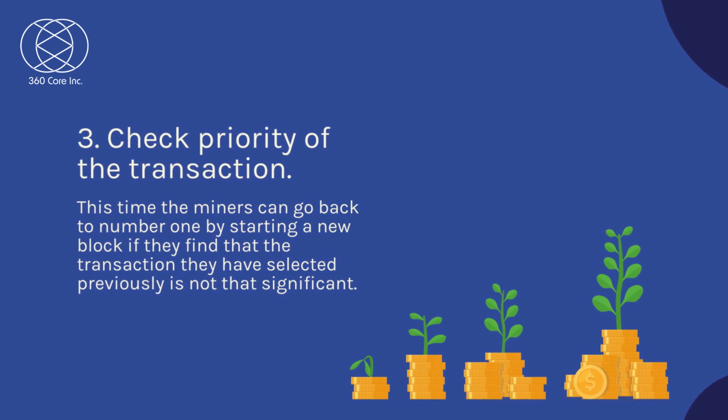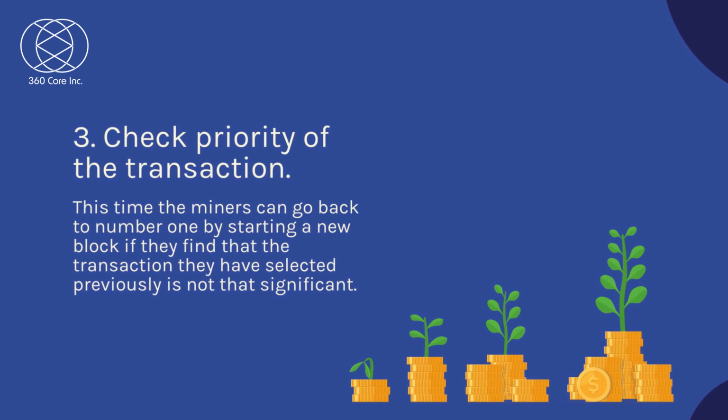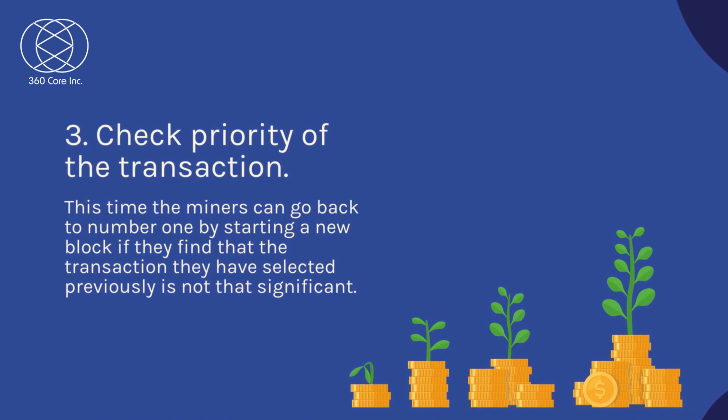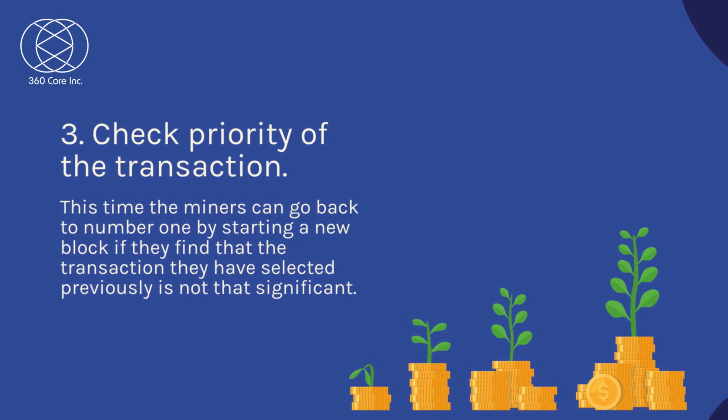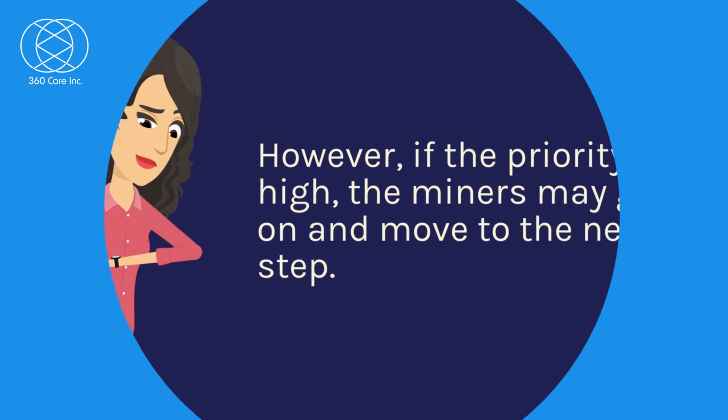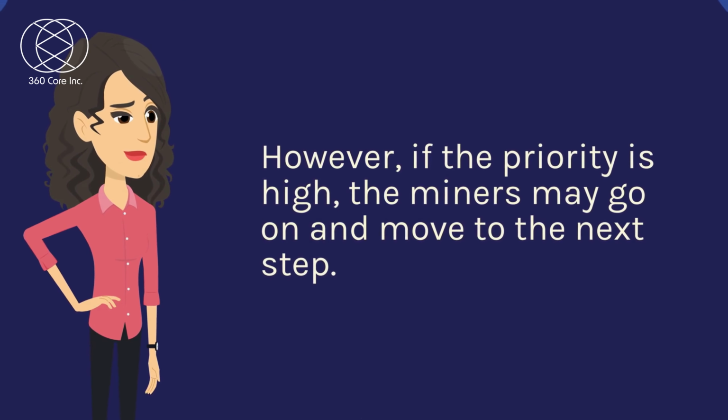3. Check priority of the transaction. This time the miners can go back to number 1 by starting a new block if they find that the transaction they have selected previously is not that significant. However, if the priority is high, the miners may go on and move to the next step.